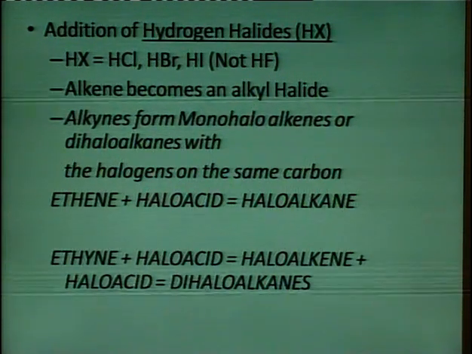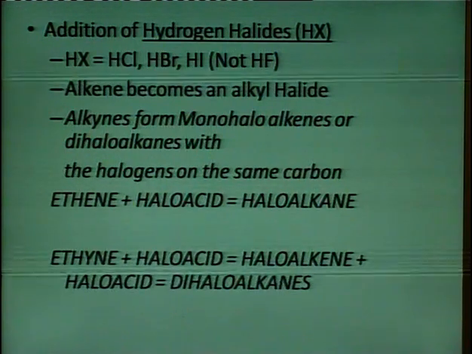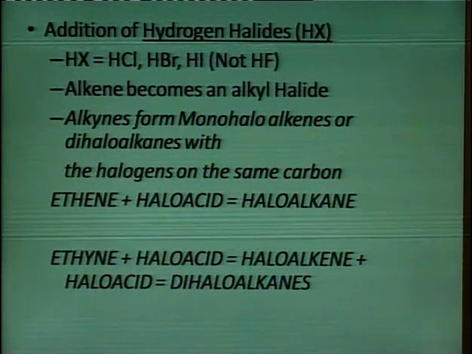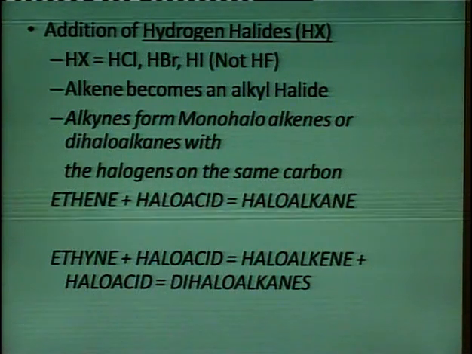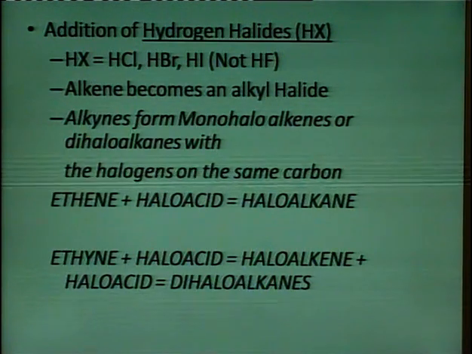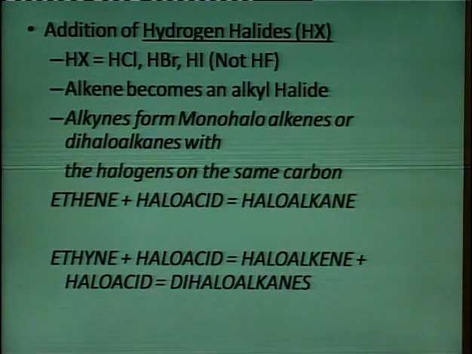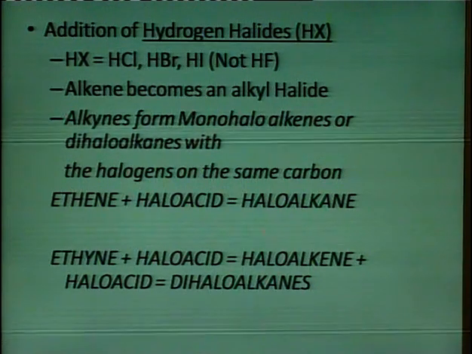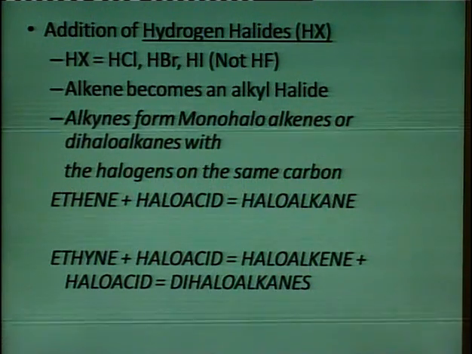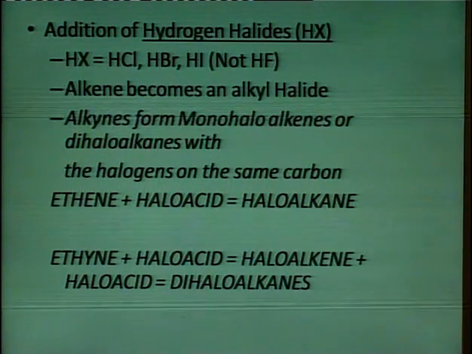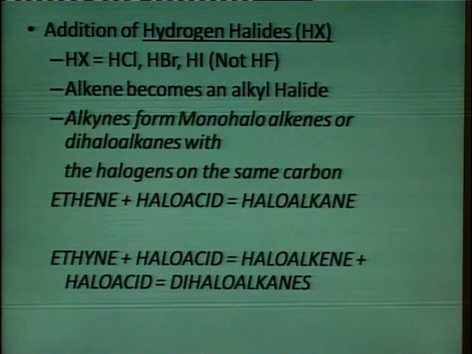Alkynes form monohaloalkenes or dihaloalkanes with the halogens on the same carbon atom. Ethene reacts with the haloacid and forms the haloalkane, while ethyne reacts with the haloacid to form a haloalkene. The haloalkene further reacts with the haloacid and forms dihaloalkanes.